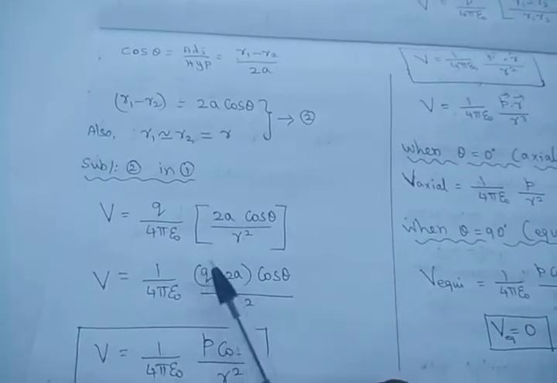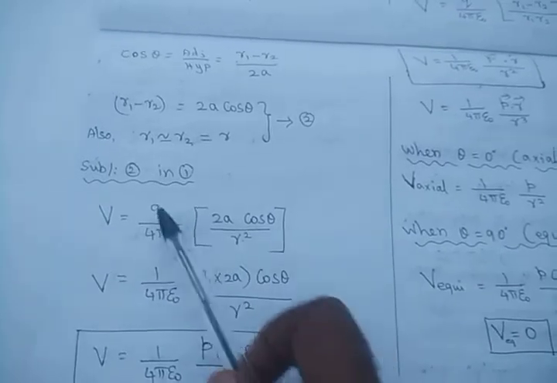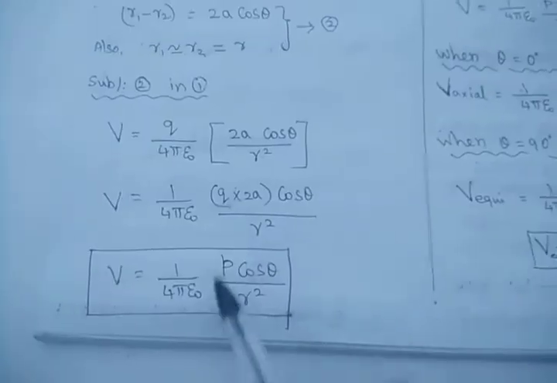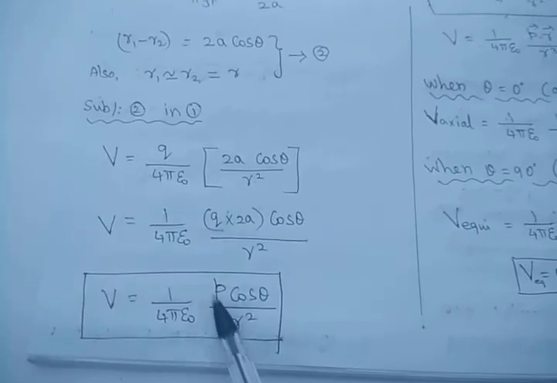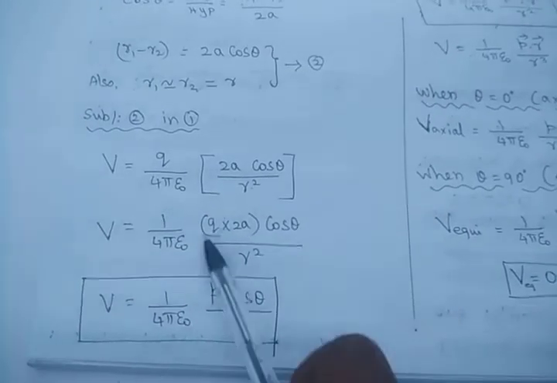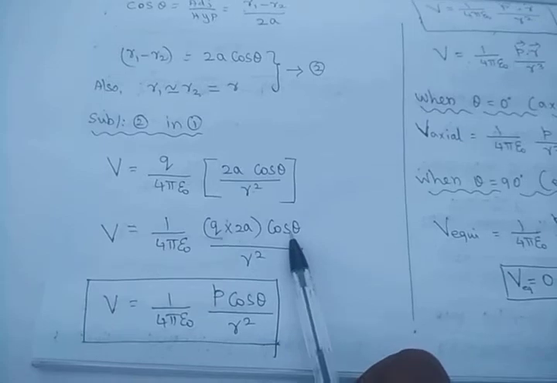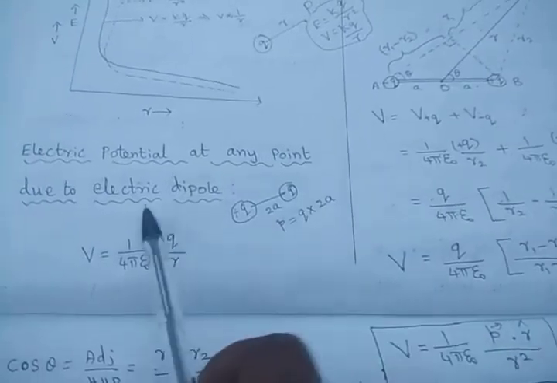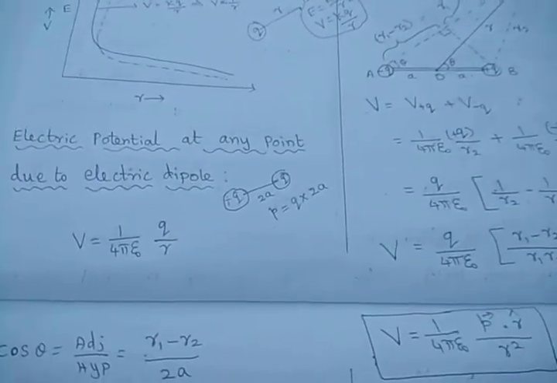Already we know that Q into 2a, 1 by 4 pi epsilon naught, Q into 2a is, what is the Q into 2a? Yes, it is the electric dipole moment P. P is equal to Q into 2a cos theta. So this is the expression for electric potential at any point due to an electric dipole.